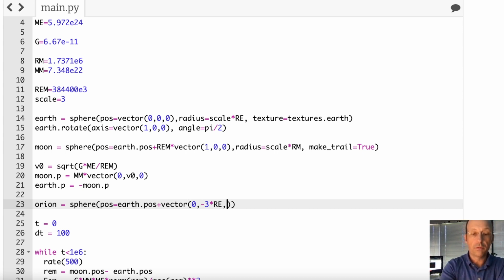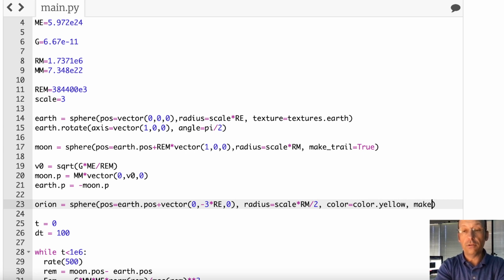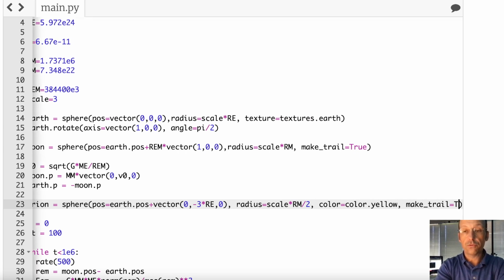Oh, and then the radius, I want to make it visible. I don't want to make it the size of the Orion. So I'm just going to say radius equals the radius of the moon. Let's do scale times RM divided by 2, so half the radius of the moon. Let's make this one yellow because it'll show up better. Color equals color.yellow, and then make trail equals true.